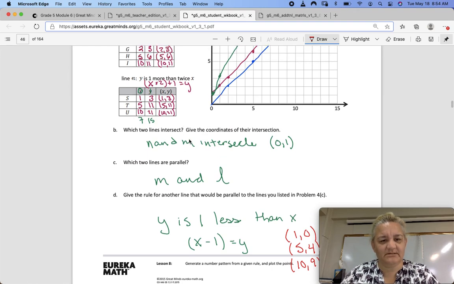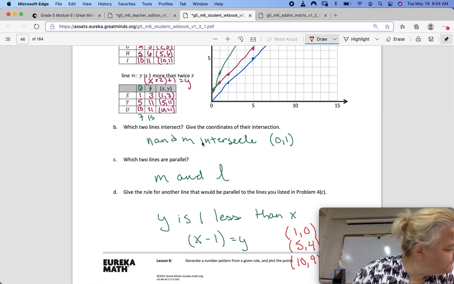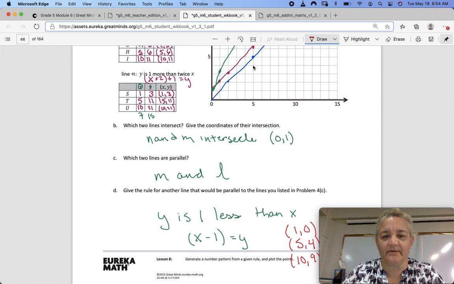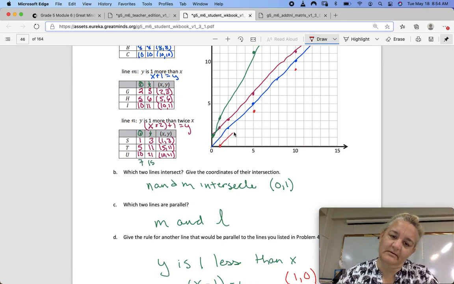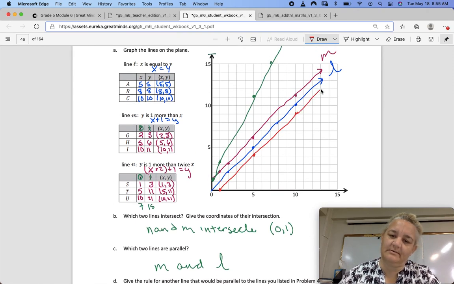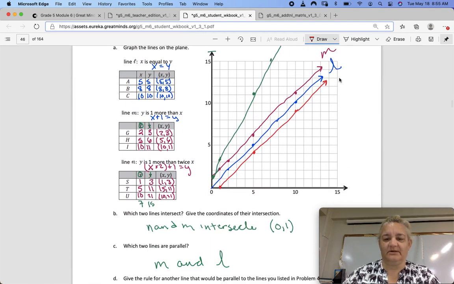Isn't that what we just did? Oh, here we go. 1, 0, 5, 4, and 10, 9 would be all right there. Do you see how those all would be also parallel? Right? They all just keep going. That would be parallel too. You could call that line O.